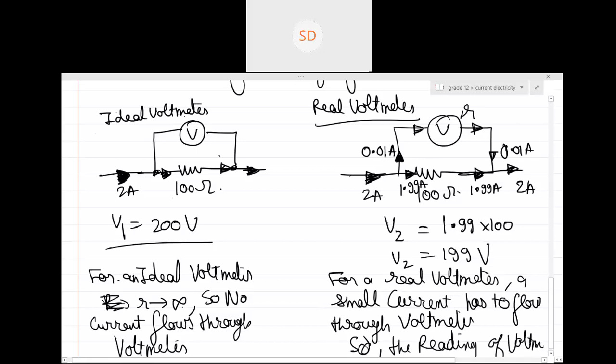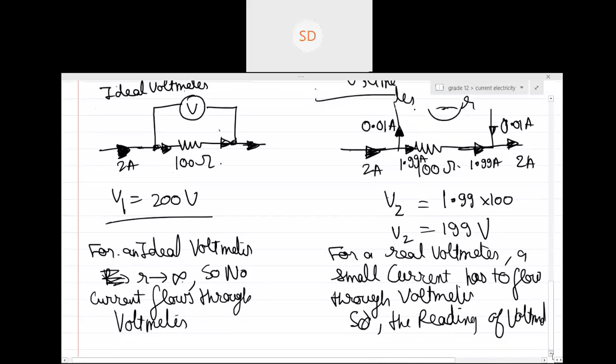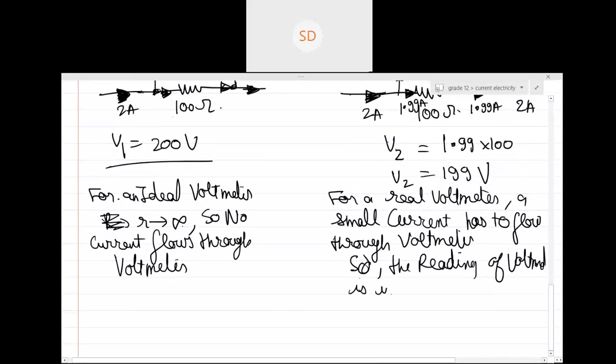Voltmeter is inaccurate because of its internal resistance. Yes or no? Yes, sir. So how much is it accurate? The accuracy will be given by how much?